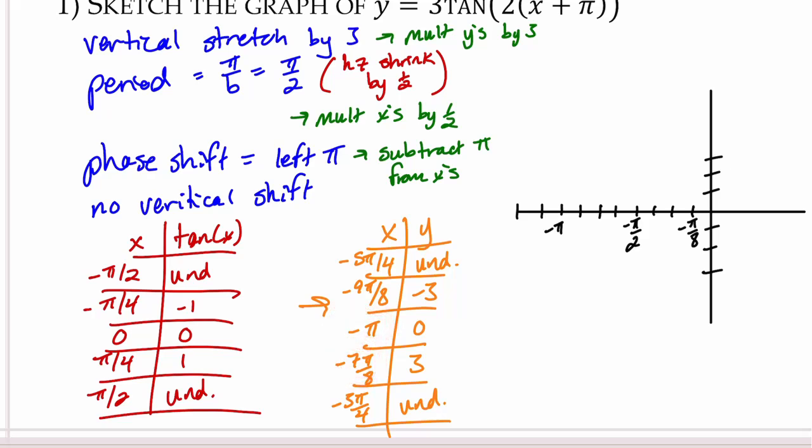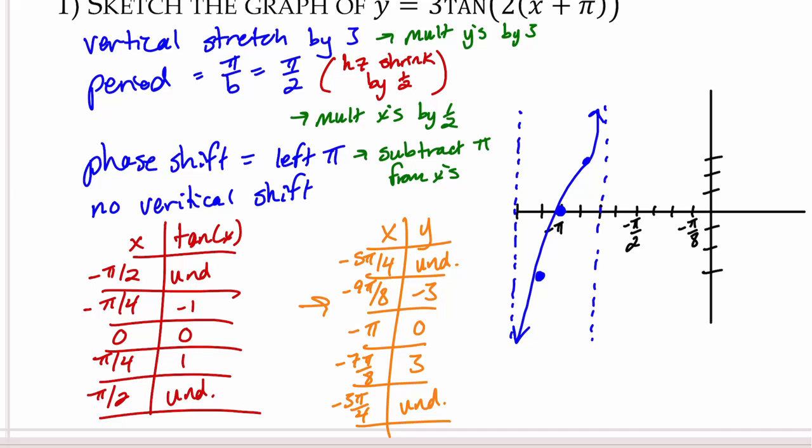All right, now I'm going to plot some points. So negative 5 pi over 4, so that's going to be there. And then negative 3 pi over 4, that's negative 6 pi over 8, so that's going to be here. And then at negative pi, we're at 0. At negative 9 pi over 8, we're down at negative 3. And at negative 7 pi over 8, we're at positive 3. And then, of course, we want to draw the shape of the tangent curve like so. And we're done. It's not really perfect, but we can pretend.